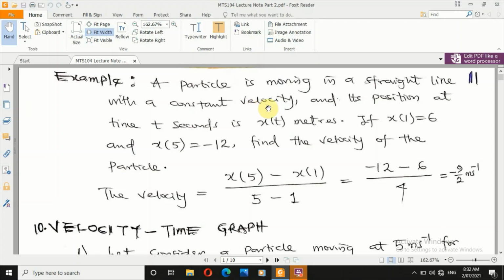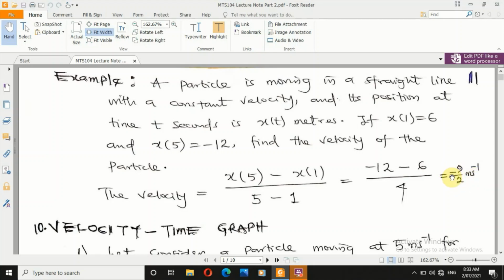Now, moving with a constant velocity, its position at time t seconds, in meters, is this. Let's take a look at it. At time t equals 1, the position is 6 meters. At time t equals 5, the position is minus 12. Then we're asked to find the velocity of the particle. The velocity here means the position at the larger time minus the position at the lower time, divided by the higher time minus the lower time. So here we have minus 12 minus 6, then divided by 4. That gives minus 18 over 4. I can divide the numerator and denominator by 2, then we have 9 over 2 meters per second.